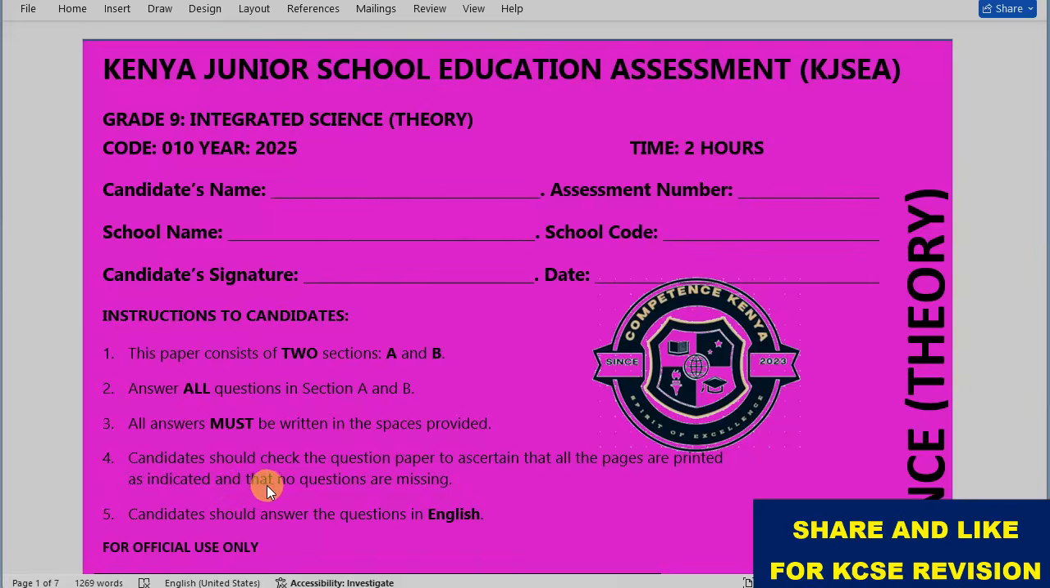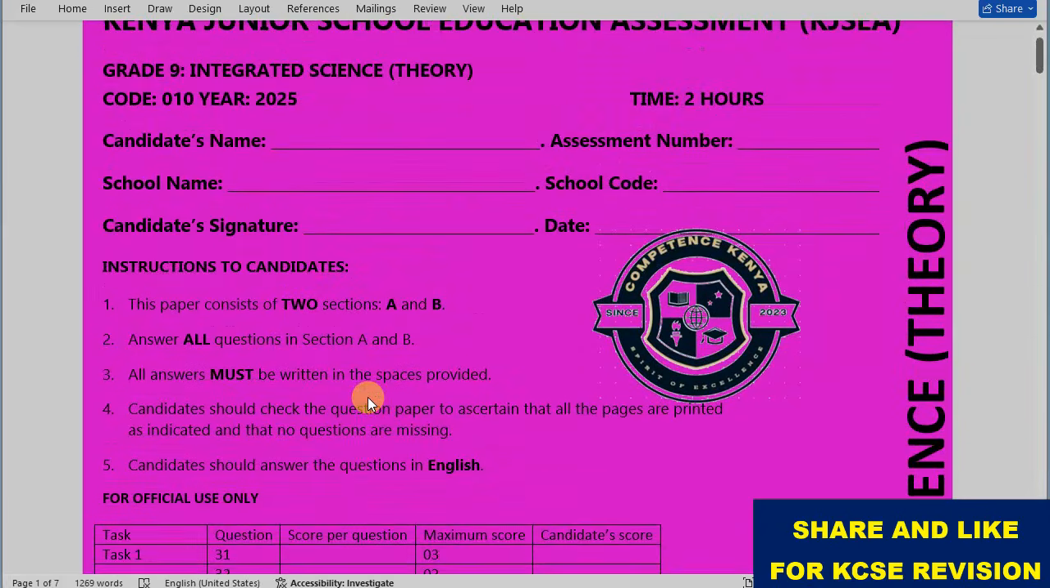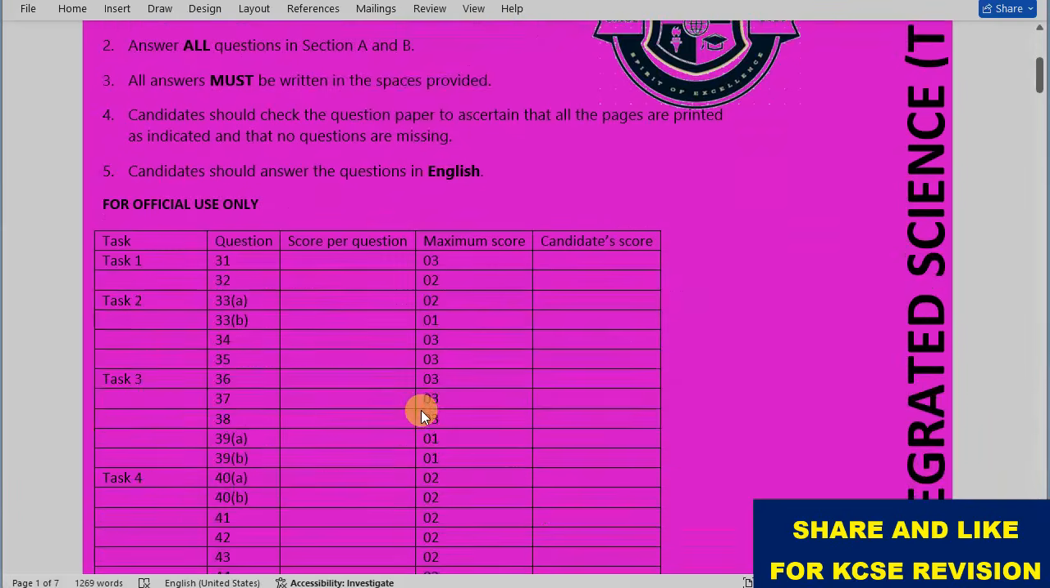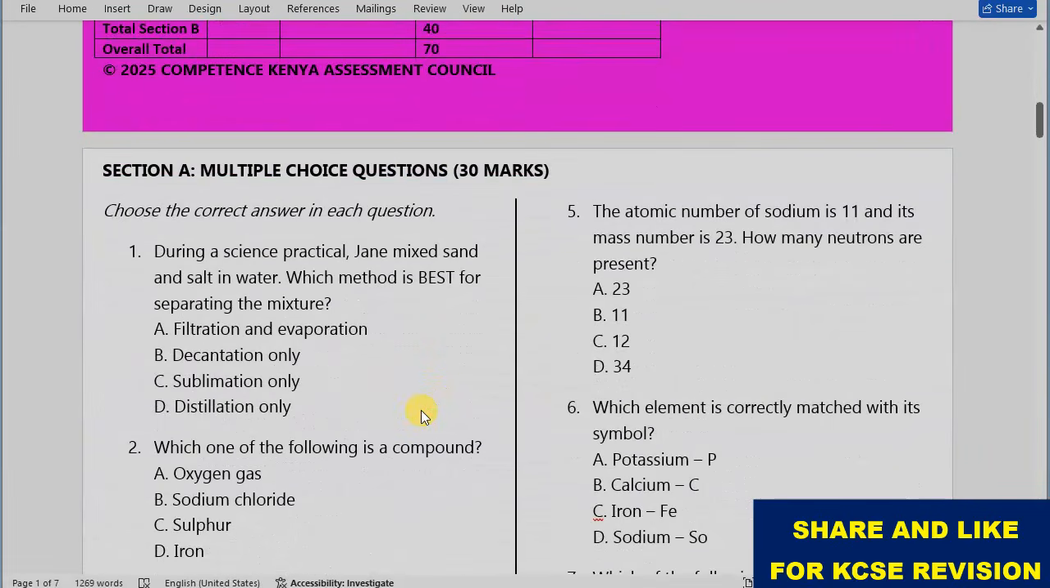Welcome. Let's look at KJSEA Grade 9 Integrated Science Paper 1. Paper 1 is a theory and Paper 2 is the practical. This Paper 1 has two sections, Section A and Section B. Section A is made up of multiple choices, while Section B is made up of simple questions which need structured answers. Let's start from number 1.